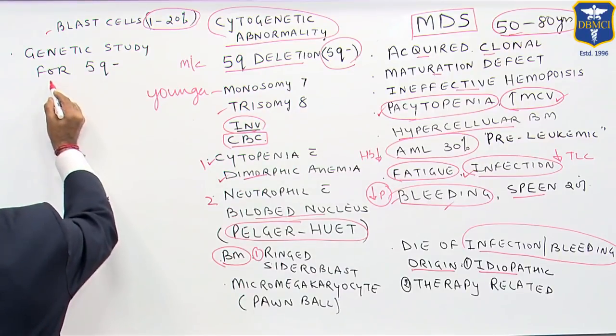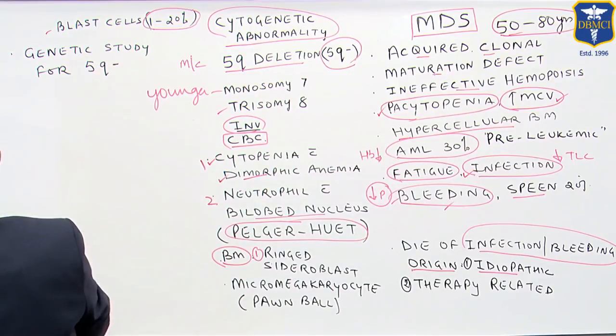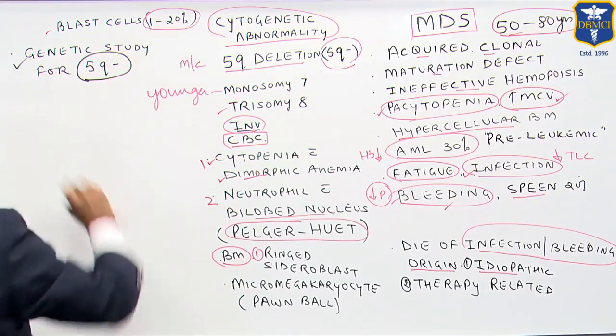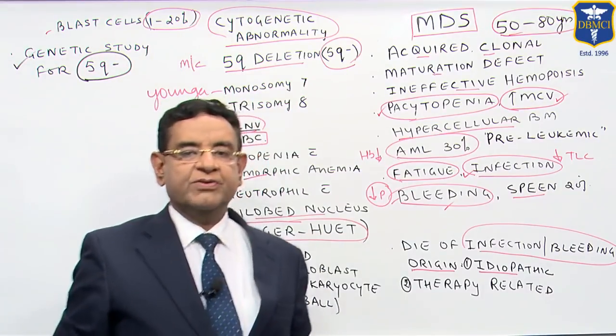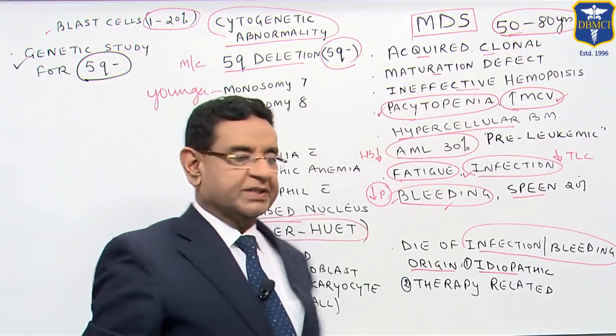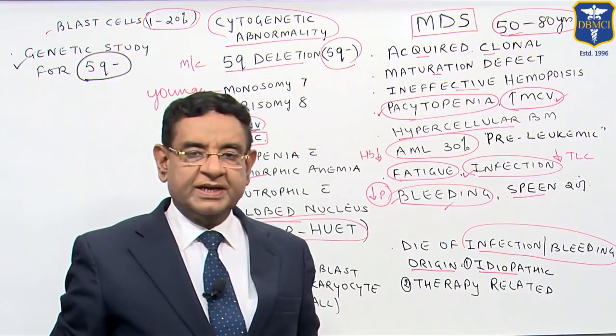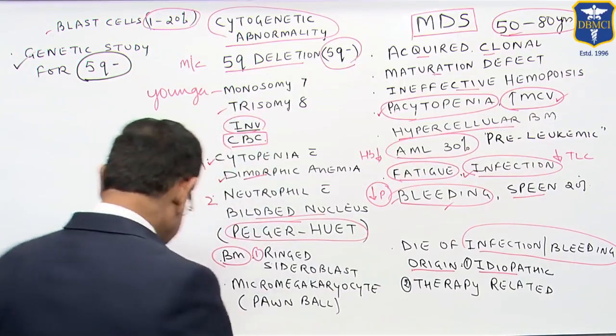And genetic study for 5q minus is mandatory when you are investigating a case of myelodysplastic syndrome, because this is the most common cytogenetic abnormality.